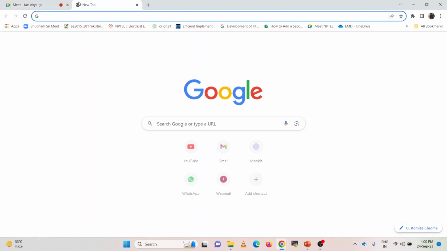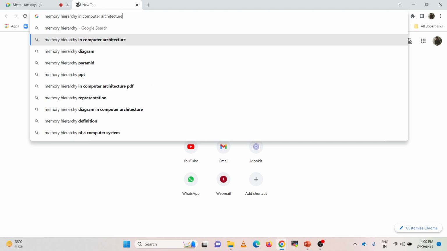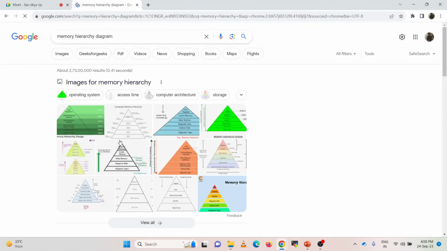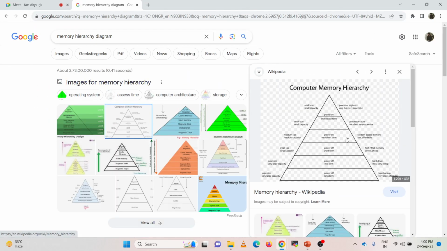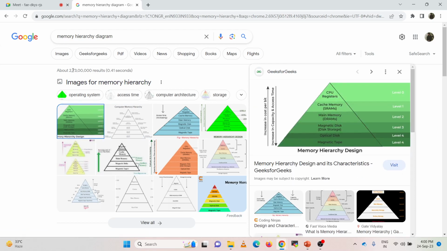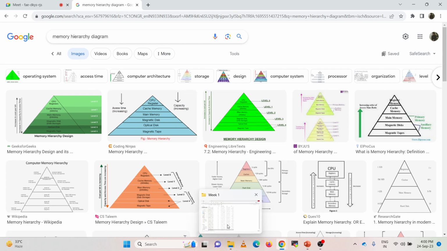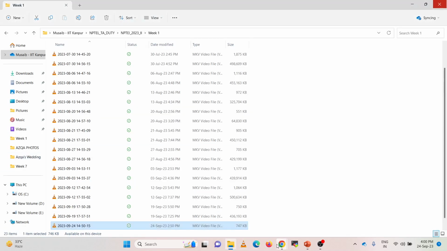Let me just show this if I can, that figure. Just a second. I think I have that figure with me.